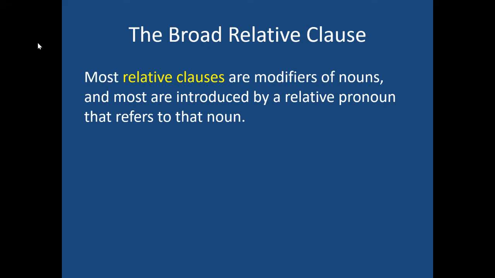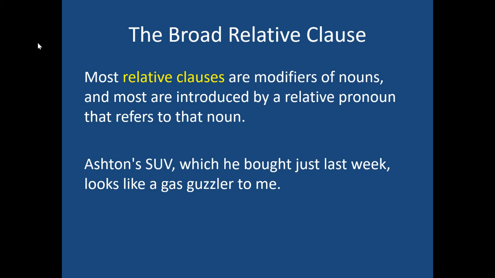So today we're going to take a look at what we call the broad relative clause. Most relative clauses, or what we call adjective clauses, are modifiers of a single noun, and most are introduced by a relative pronoun that refers just to that individual noun. For example, if I said, Ashton's SUV, which he bought just last week, looks like a gas guzzler to me.